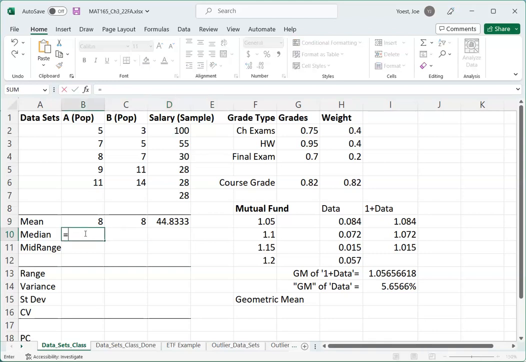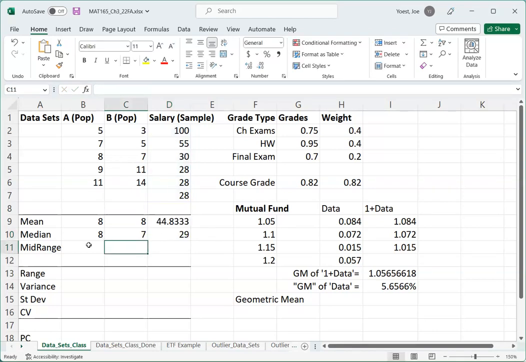For median, I have median of the Ashley data, median of the Brandon data, oh, got an extra parentheses in there, but that shouldn't hurt anything, and median of the salary data.